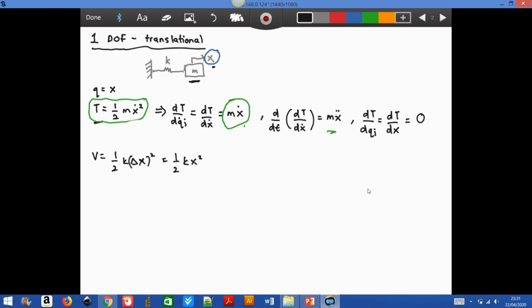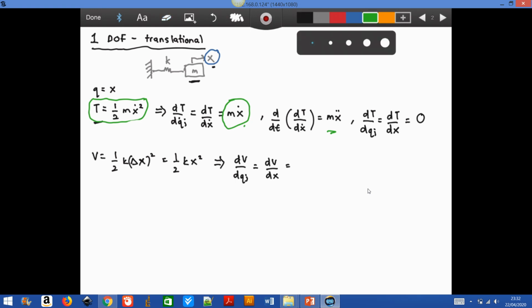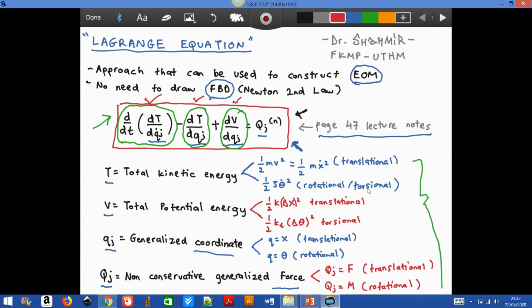So from here, dV over dqj, as stated in the Lagrange equation, is actually dV over dx. If we differentiate this towards x, we will get kx. Right, so we've done this part.